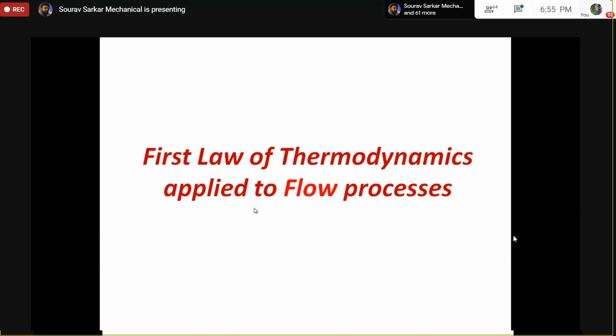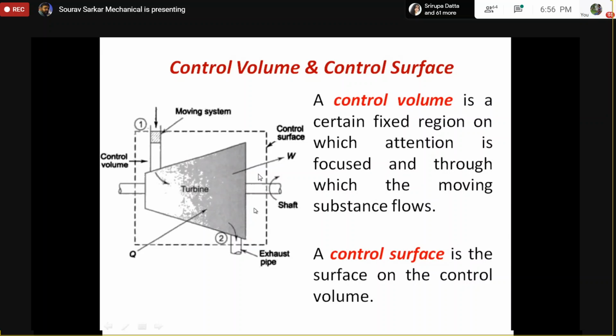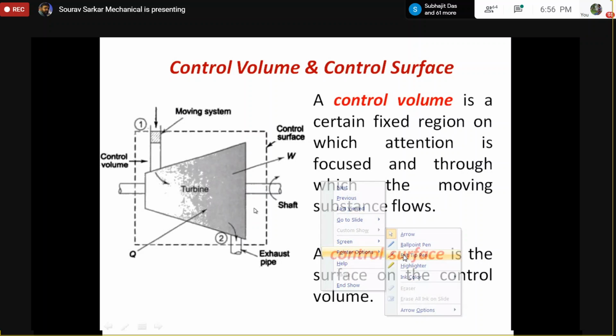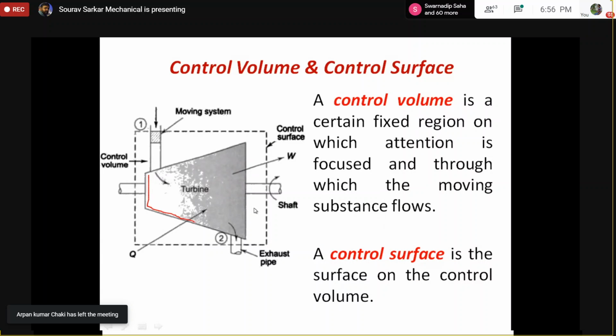So every engineering system, in most cases, is basically a kind of flow system, where something will enter into the system, something will happen, and finally the mass that enters the system will leave the system. Just like if you see the system, suppose this is a turbine. So if I show you through a pointer, this is a turbine. I told you what a control volume is. A control volume is basically a fixed region in space which is focused on, and in which some mass can enter and the mass can leave the system.